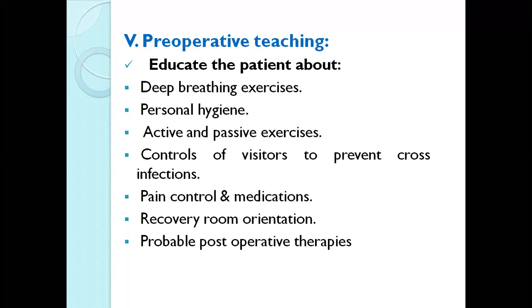Then control of visitors to prevent cross infection. This is important. If you see in the intensive care unit, or ICU, we don't allow many attendants to come and visit, and we have set visiting hours. Why do we do that? If we allowed many people to go in and out of the ICU, there is a high chance that contamination or cross infection can occur. Cross infection is like this: from the visitors the patient might get the infection, or from the patient the visitors might get the infection. That is called cross infection.